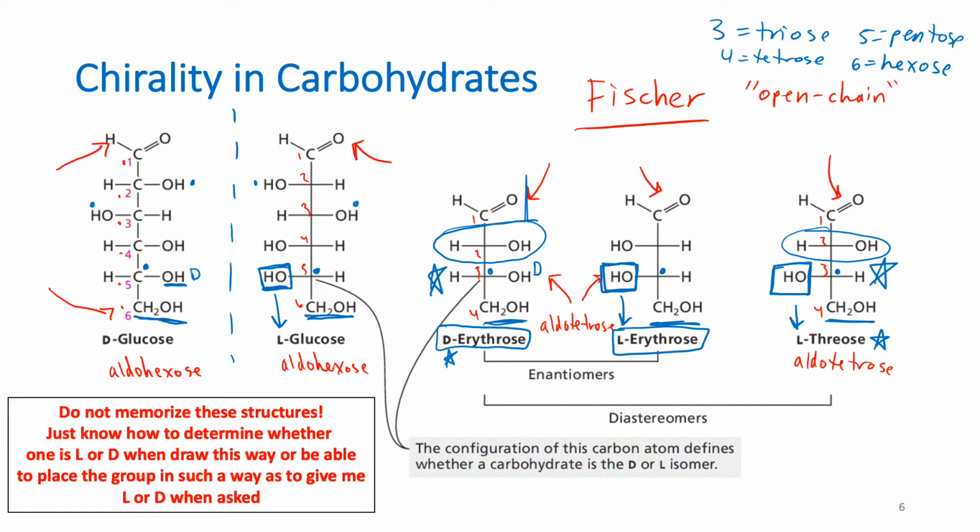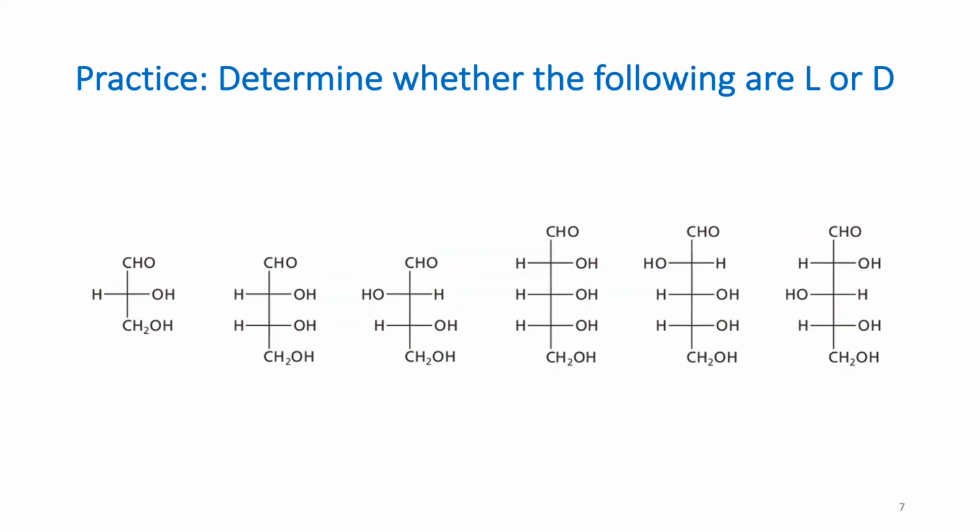And notice in carbohydrate chemistry, when talking about diastereomers, it gets a completely different name. The only difference between erythrose and threose is the changing of one stereocenter, which just means threose and erythrose are just diastereomers of each other.